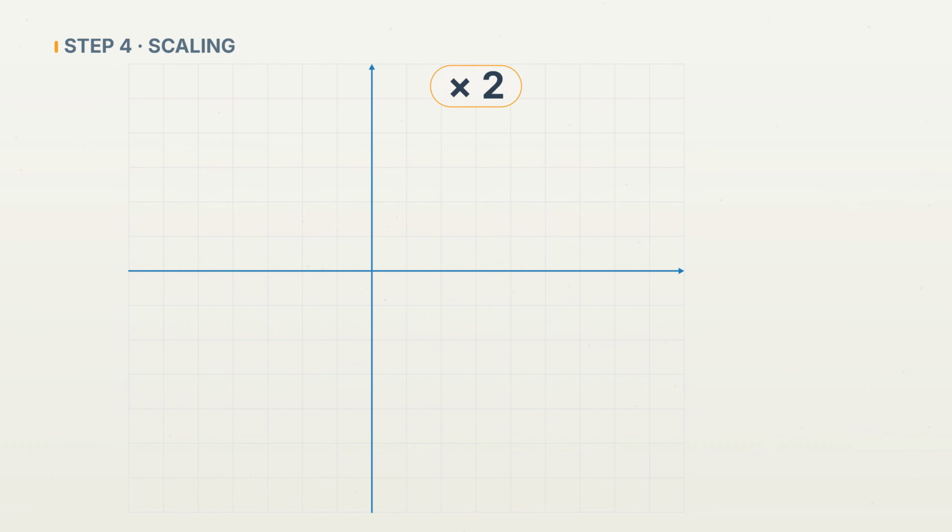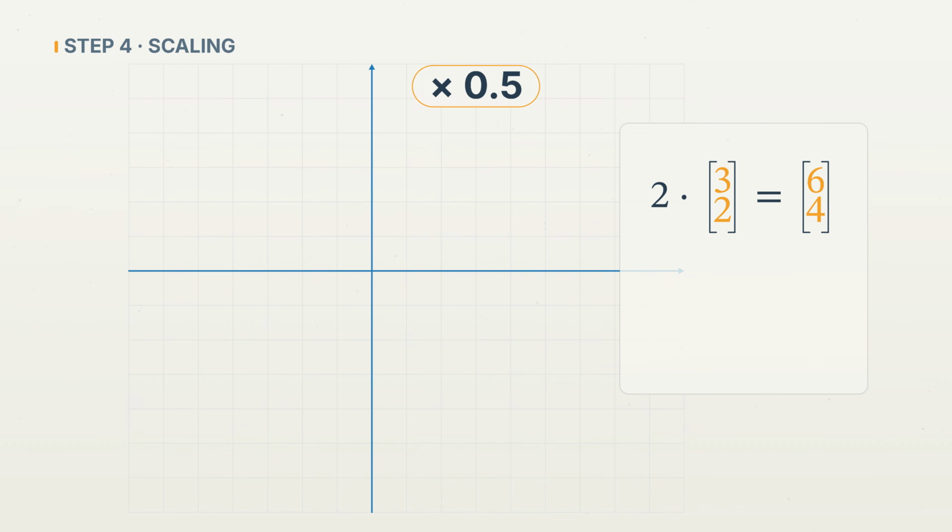2 times V, watch, same direction. Twice the walk, 6 right, 4 up. Every component doubles, 3 becomes 6, 2 becomes 4. Half of V shrinks it, 1.5, 1.